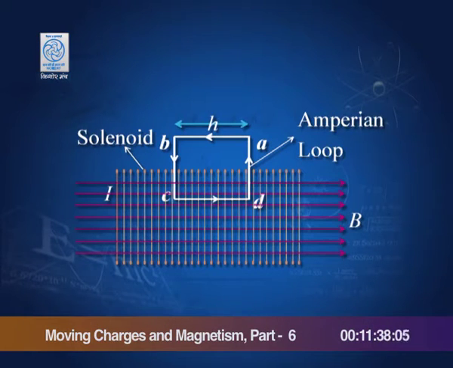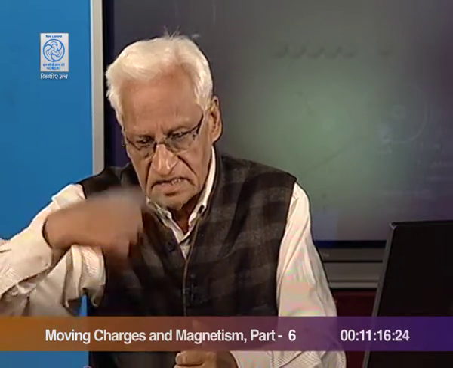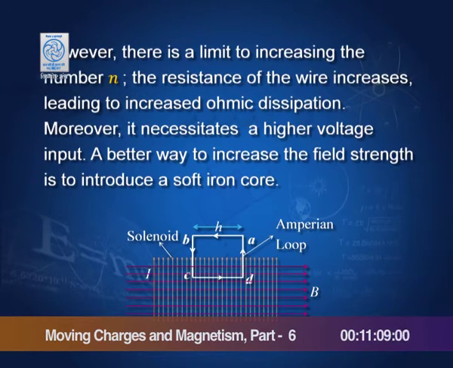But there is a consideration, and that is that if I make n very large, the wire becomes very long, and therefore, its resistance goes up. If its resistance goes up, then ohmic losses go up, and also to make the current flow in this long loop with a large number of turns, I need a much greater voltage, and so on. So, the easier way is to use a core of iron or a material like iron at the center of this solenoid.